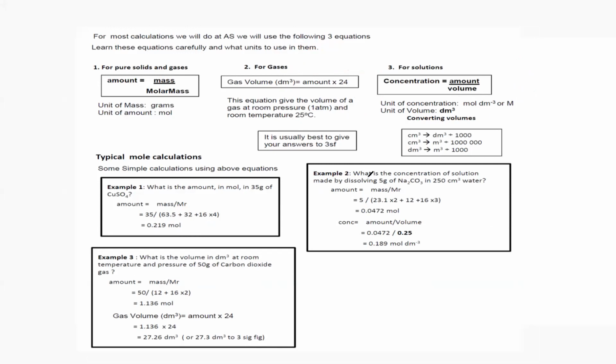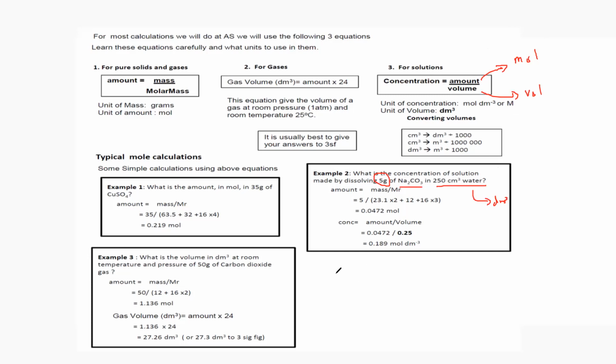For example 2, they are asking: what is the concentration of a solution made by dissolving 5 grams of sodium carbonate in 250 cm cube of water? So to get the concentration, we need the last formula, but directly you cannot use it. Why? Because here you need the amount of moles and a volume. You have the volume, but it is in cm cube, so you have to convert it to dm cube. But you don't know the moles; you have the mass.